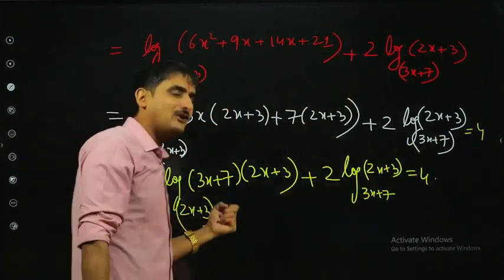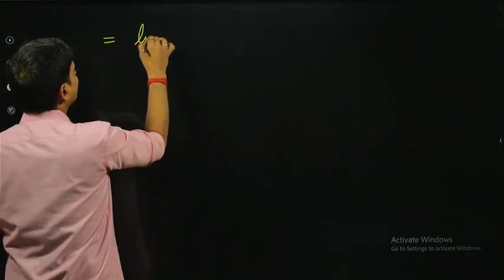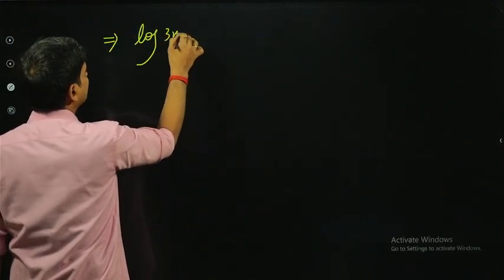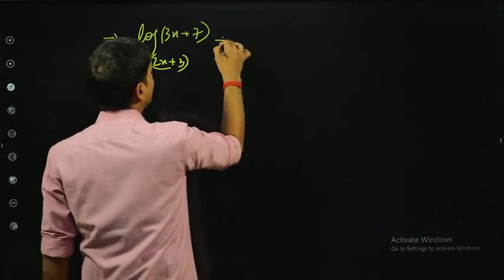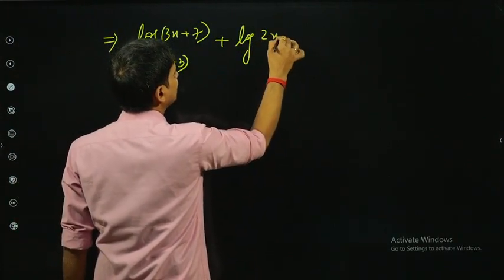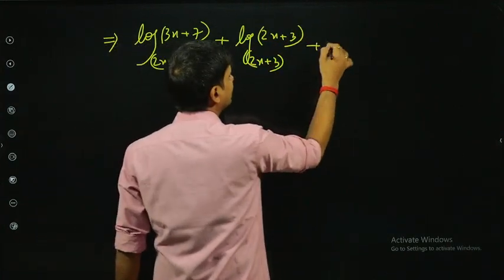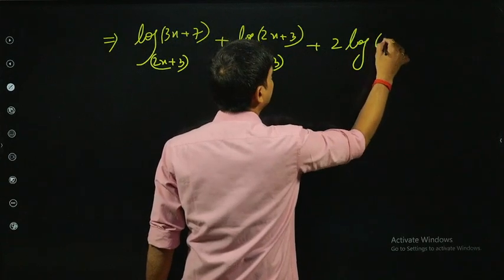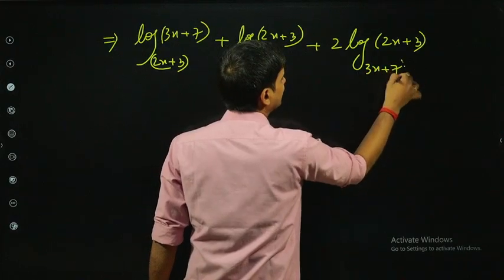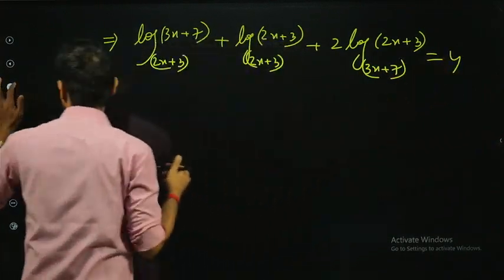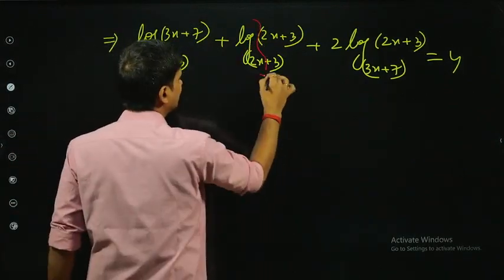Now again, using log a into b is log a plus log b. So I will write it as log of 3x plus 7 to the base 2x plus 3 plus log of 2x plus 3 to the base 2x plus 3, and we know how much is it? है ना बच्चों? So what's the value of this expression then? The second one. So that's it, is equal to 4. Now we know log a to the base a, to any valid base a, is always 1. So this gives us 1 here.